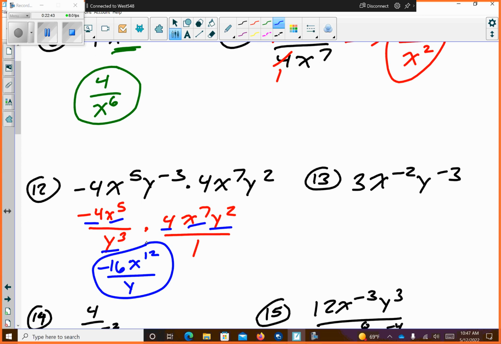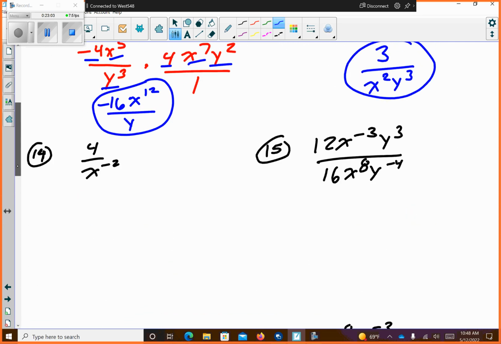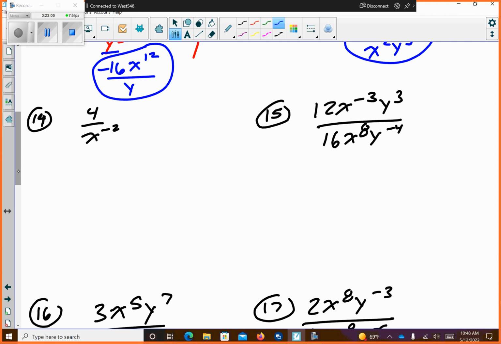Problem 13. What moves? X and Y. Done. Pretty simplistic. Take your time on them. Don't stress. Whoops, went too far. Problem 14. What moves? X just joins the 4. Done. Okay, you don't have to put it over 1. 15, I have some negative exponents, so I'm going to rewrite it with no negative exponents.